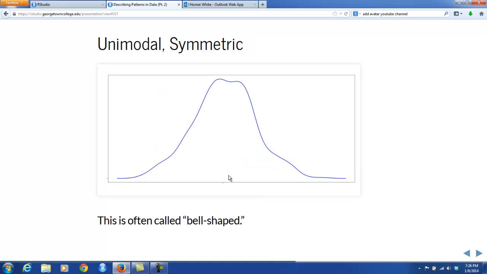We'll call this one unimodal, one hump. We don't pay attention to these little waggles here, just one hump. And we'll think of it also as roughly symmetric. If I were to draw a vertical line right about where my mouse is going, then the density curve looks the same on both sides of that vertical line, or approximately the same. So we've got a symmetric distribution. Unimodal and symmetric distributions are often called bell-shaped for obvious reasons.